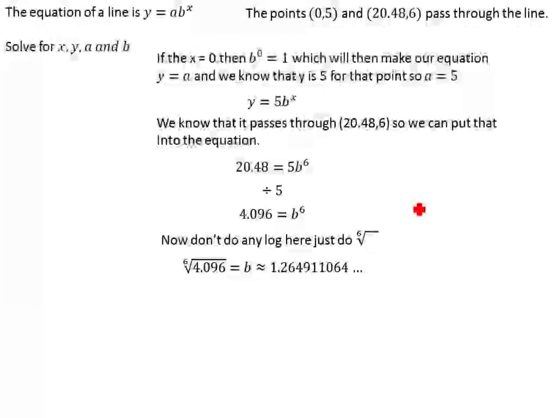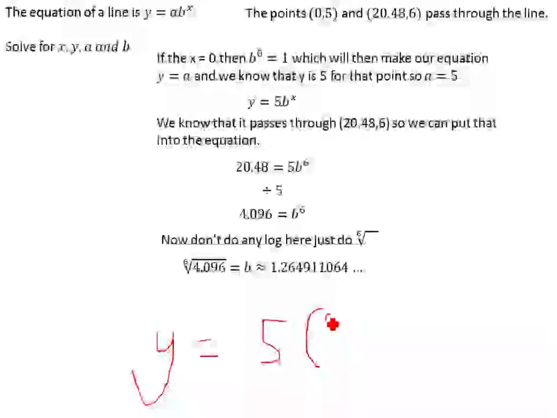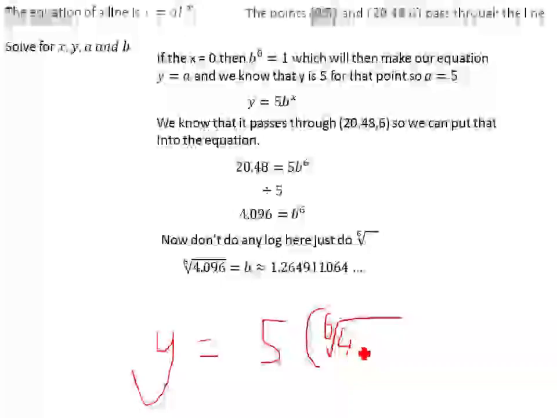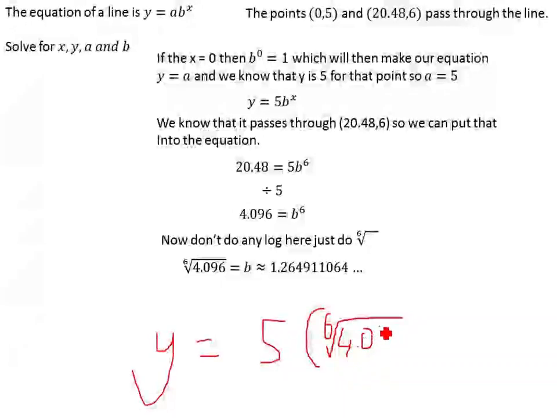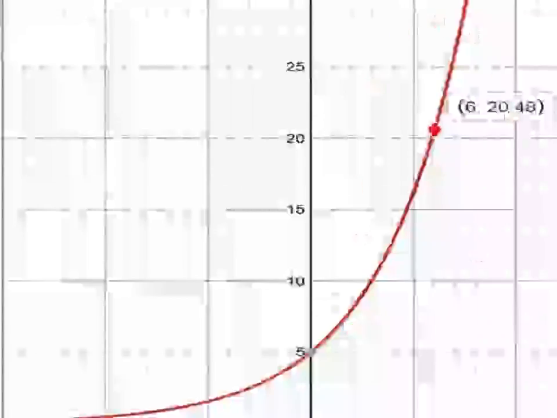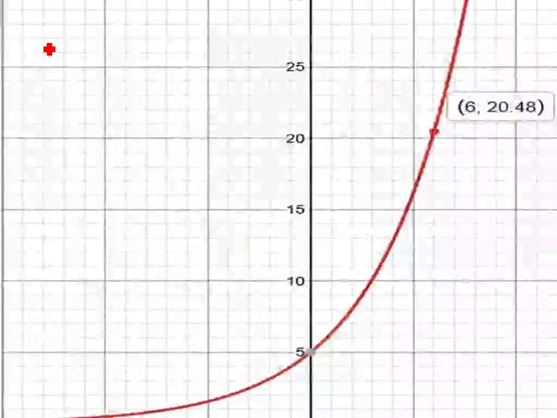Look, so that equation was y equals 5 times the sixth root of 4.096 to the power of x. That's all it was, really. And that just produced this graph. So there we have it.